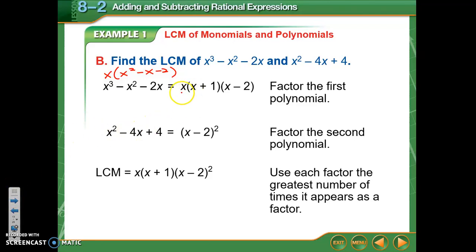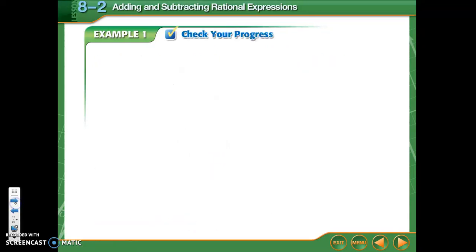So for my least common multiple, I need to include x, x plus 1, and then x minus 2 squared, because x minus 2 appears once here, twice here. I need to include it the maximum number of times it appears in one expression. So x times x plus 1 times (x minus 2) squared is the least common multiple.